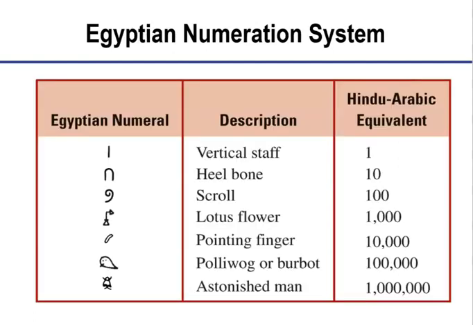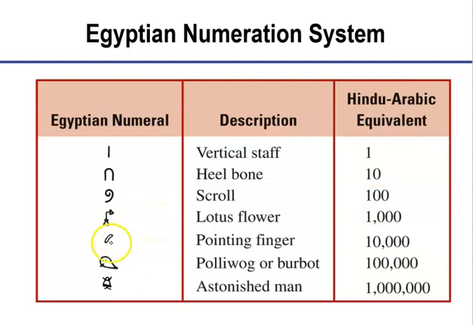All right, so you ready to get this started? The Egyptian numeration system. Notice the Egyptian numerals on the left, very pictorial, right? The vertical staff represents 1, and then you have what we call a heel bone, which represents 10. A scroll represents 100. The interesting lotus flower represents 1,000.